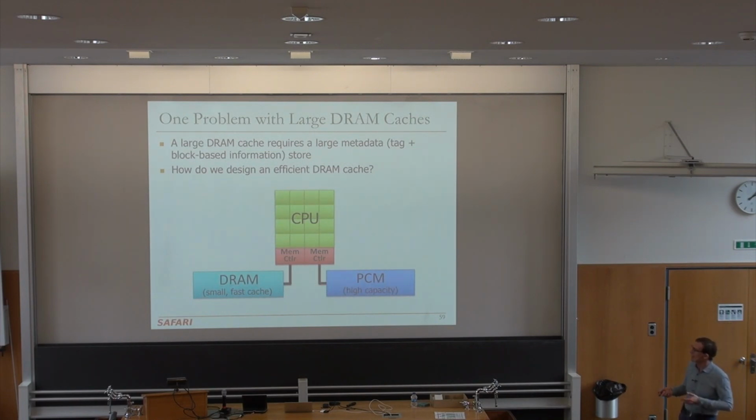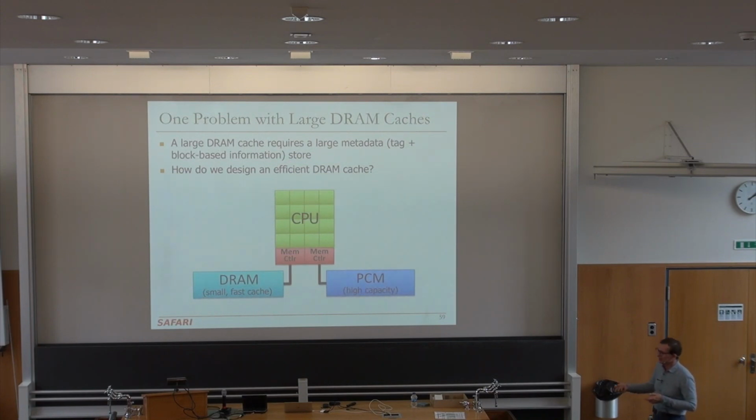So what is the problem? Basically, whenever you have a cache, you need to have metadata. Metadata means tag store, right? There's a data store and a tag store, as we've covered in the first lectures. And this tag store is essentially metadata. It's useful to access the cache, but essentially it's overhead, right? You need to have that tag store so that you can access the data. And the problem is that a large DRAM cache requires a large metadata store, tag plus block-based information store. The key question is how do we design an efficient DRAM cache?